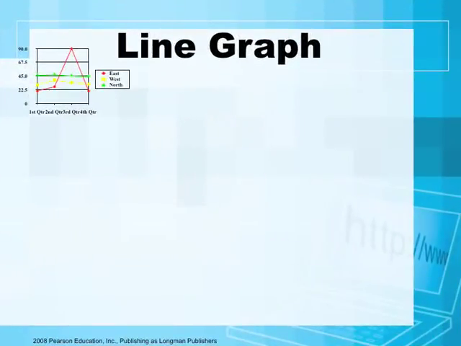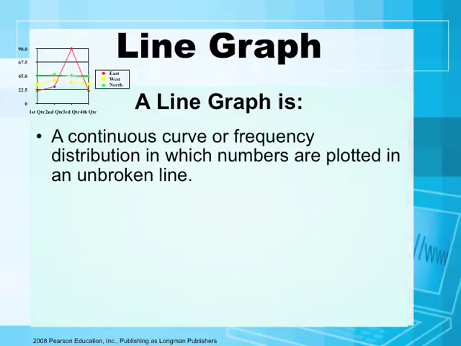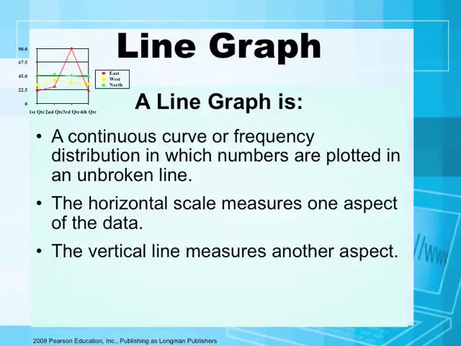A line graph. What is a line graph? Well, it's a continuous curve or frequency distribution in which numbers are plotted in an unbroken line. You see this a lot with the stock market. The horizontal scale measures one aspect of the data, and the vertical line measures the other aspect. So it tells you what's going up and what's going down based on statistics that's on the side of the page and usually on the bottom of the page.